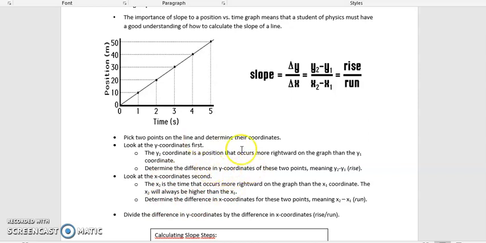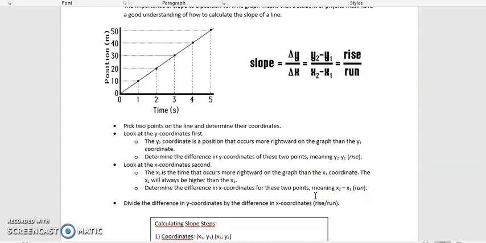So looking at your y coordinates, you would take y2 minus y1, which up here we can see is also equal to rise. And then you do your x coordinates on the bottom of your equation, so your x2 minus your x1. So in this example, we would have 20 minus 10, if we filled that in here, and we would have 2 minus 1. Okay, so then you just divide out this equation, and you have your slope.